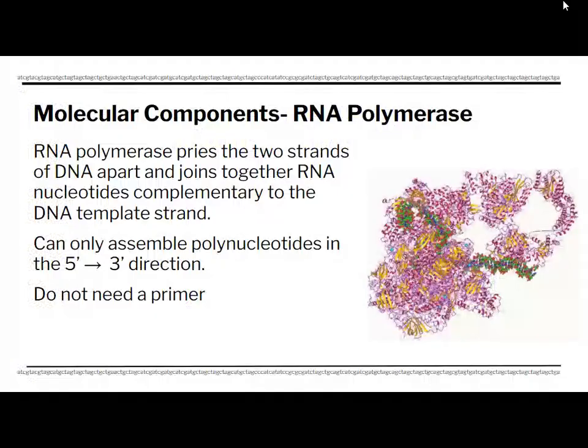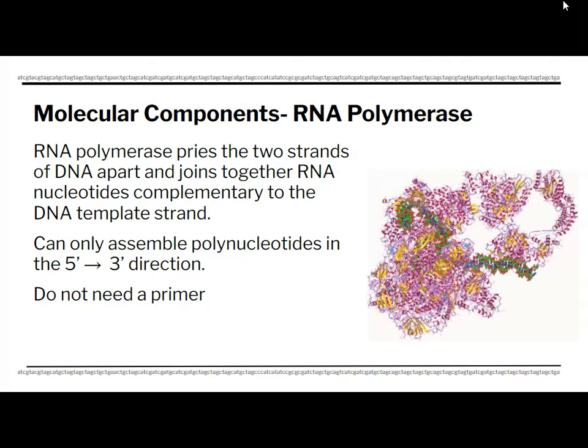So, starting us off, we have a new enzyme in the mix. It is called RNA polymerase. RNA polymerase is really cool because it does a couple of jobs all at once. RNA polymerase will pry the two strands of DNA apart, so it does what helicase does. It breaks those hydrogen bonds. And then it joins RNA nucleotides to the complementary side of the DNA template.